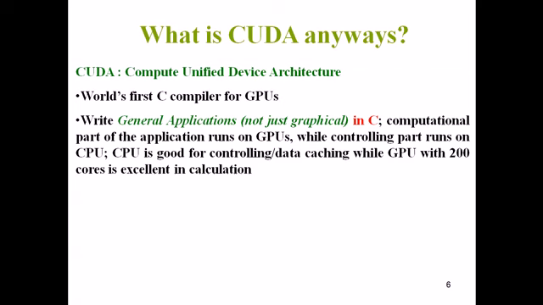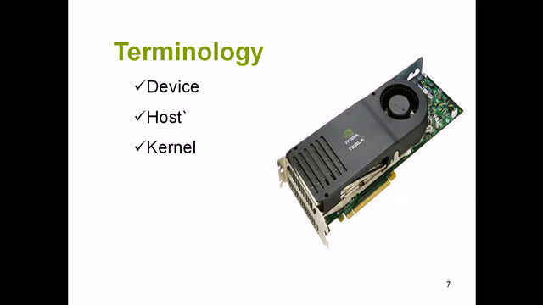What is CUDA? CUDA stands for Compute Unified Device Architecture. It is the world's first C compiler for GPU. The computational part of an application runs on the GPU while the controlling part runs on the CPU. The CPU is good for controlling and data caching, while the GPU with 200 cores is excellent in calculation.